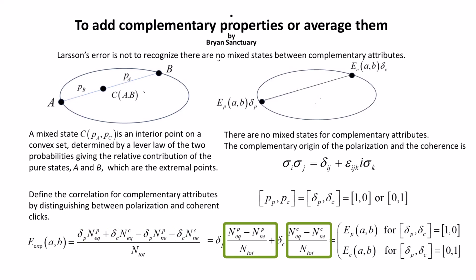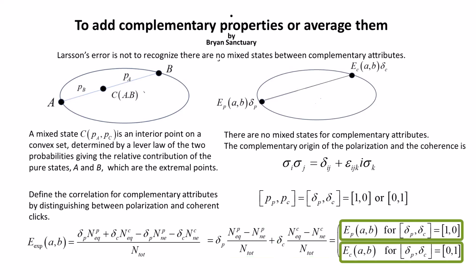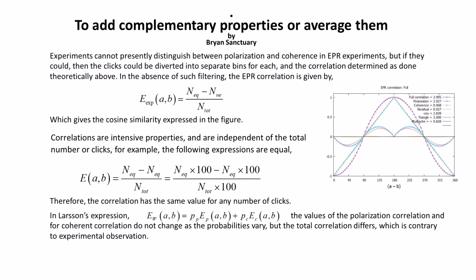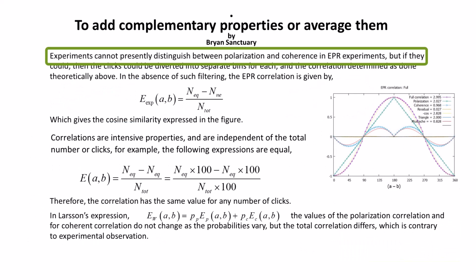The correlation can now be written as the sum of two contributions, which is the approach I use, and which agrees with the experimental curves with the minus cosine structure. In my simulation, I calculate the two contributions separately, like here, and then I add them. Experiments cannot presently distinguish between polarization and coherence in EPR experiments.